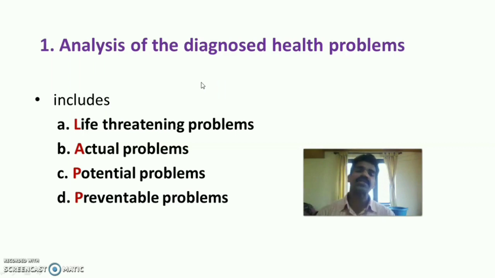So during analysis of diagnosed health problems, the health problems are again classified into different categories such as life-threatening problems, actual problems, potential problems, preventable problems, etc. So all problems of the family members or family nursing diagnosis are again classified during the analysis of diagnosed health problems in the family health action phase. First step, the health problems which are collected are categorized into life-threatening problems, actual problems, potential problems and preventable problems.